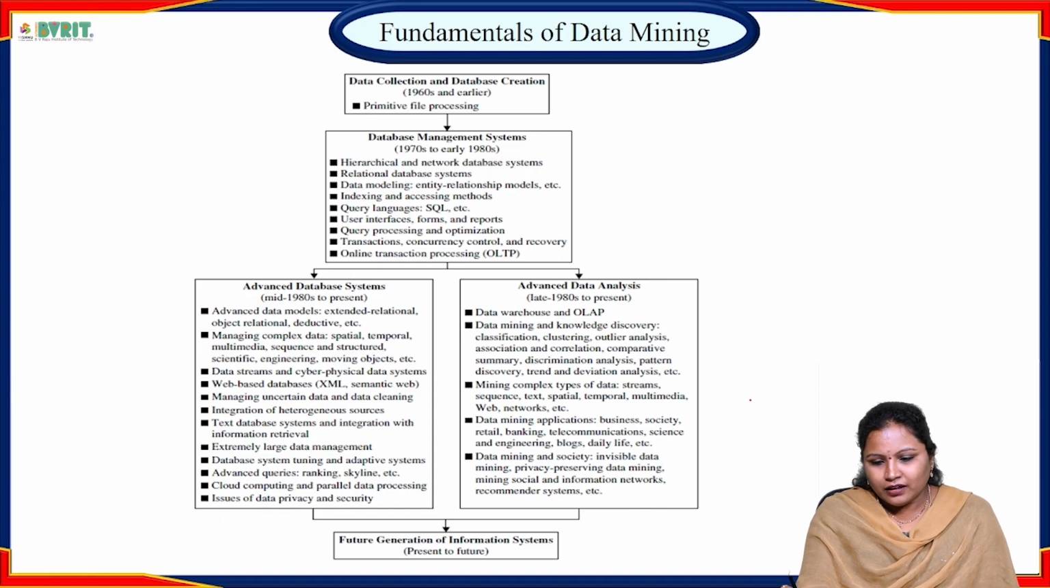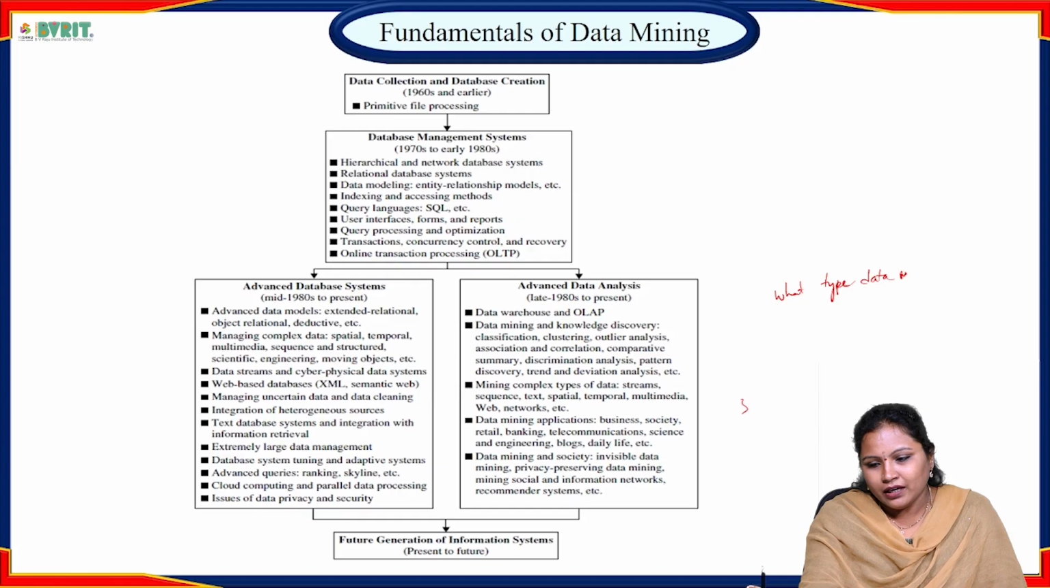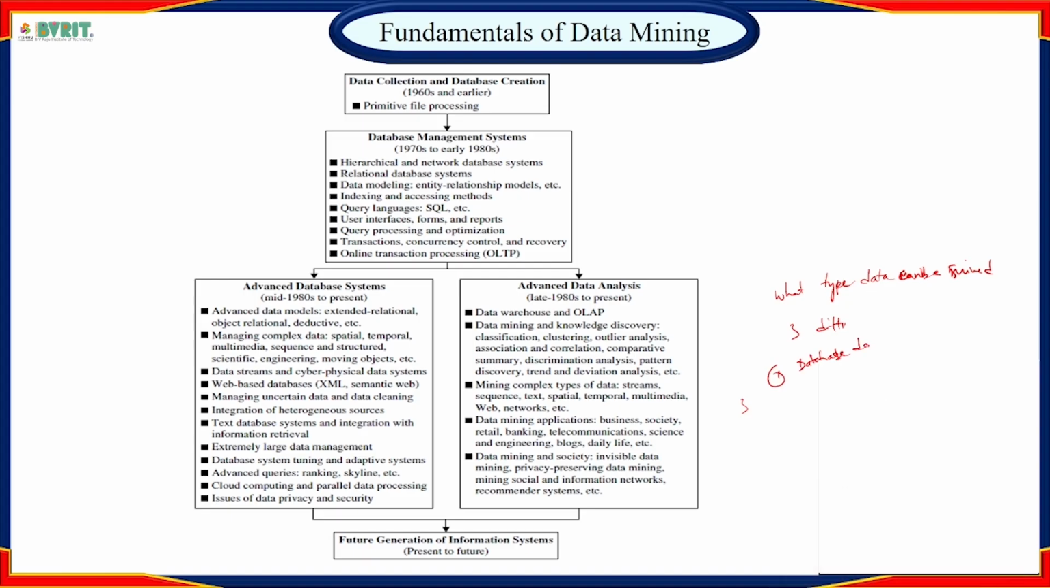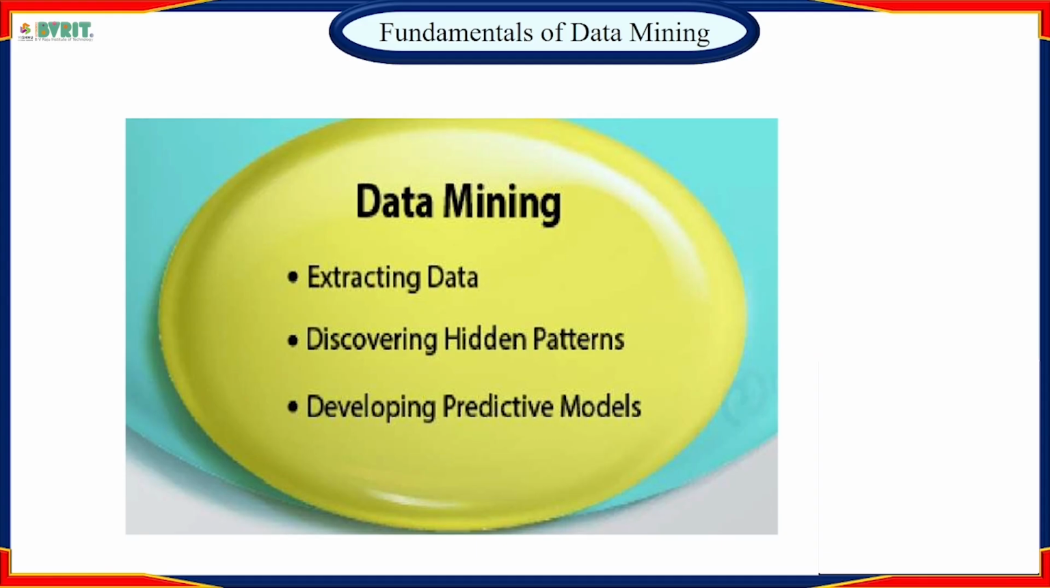Here we mine the data in three different types. What types of data can be mined? One is database data, then data warehouse data, and transactional data. These are the three types of data which we mine actually. Fine, right? So the first one is database.